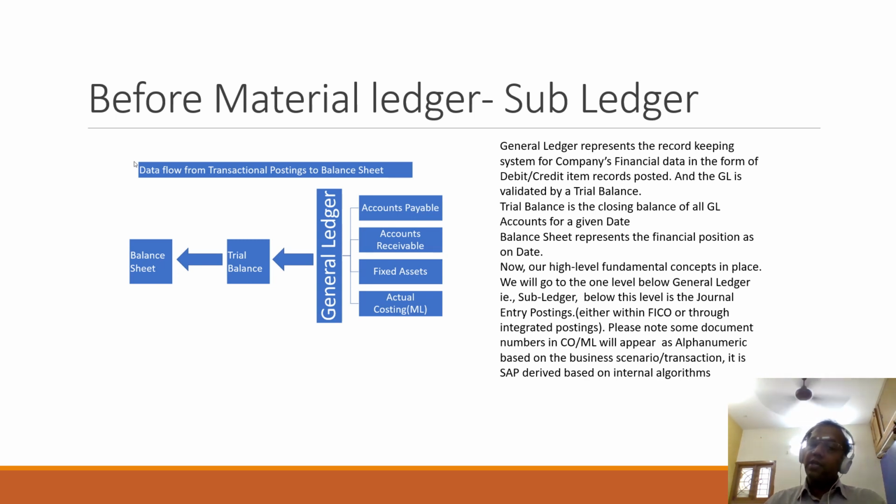The document number will be alphanumeric. It is based on the business scenario and the transactions happening. That is why we call it SAP-derived, based on an internal algorithm. What do we mean by algorithm? It is one of the conceptual phases of integration along with the various modules. It reaches finance, from finance it goes to controlling, and in controlling is one of the modules we are going to cover, the material ledger. The material ledger is evaluated. In the previous slide we have seen the landscape, or the material journey.